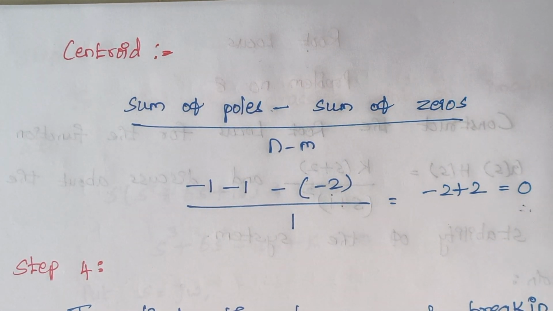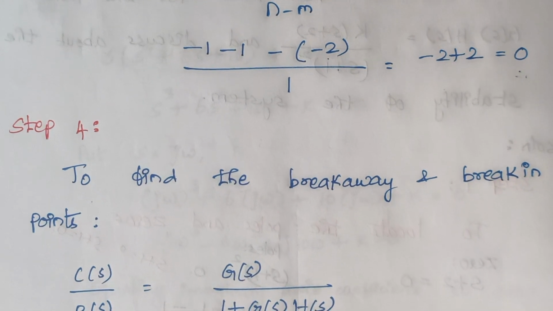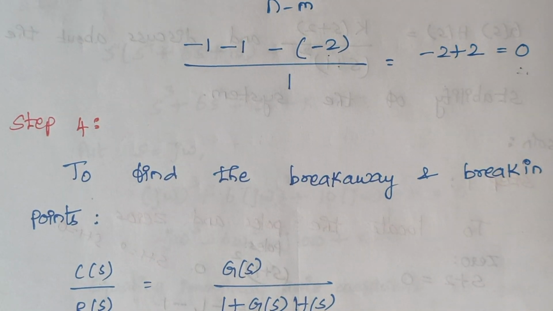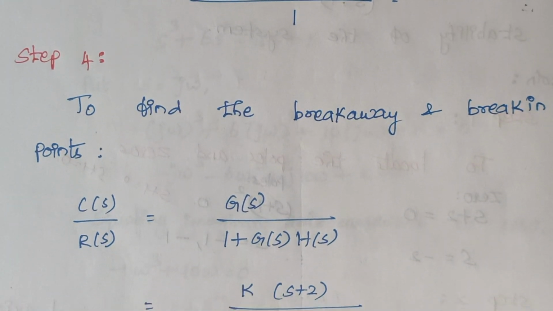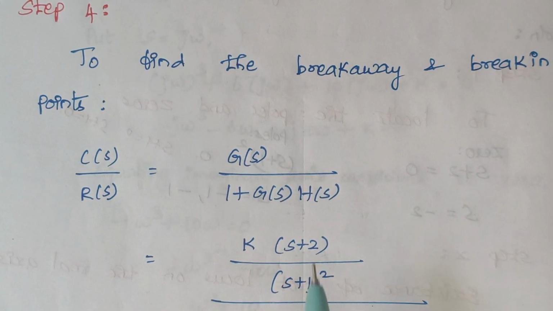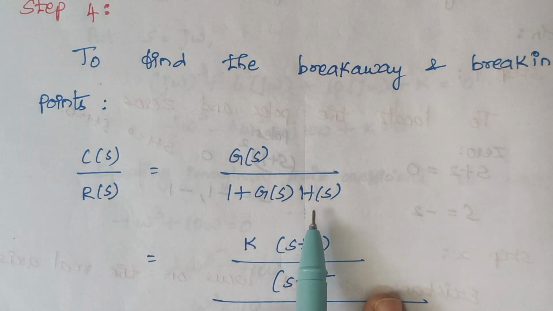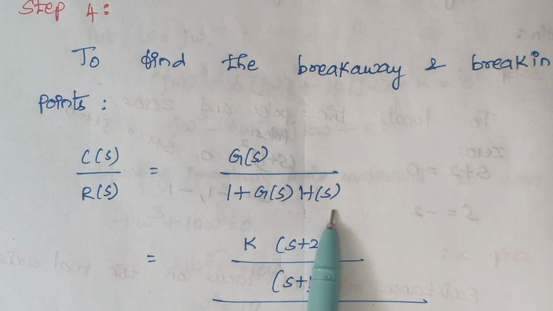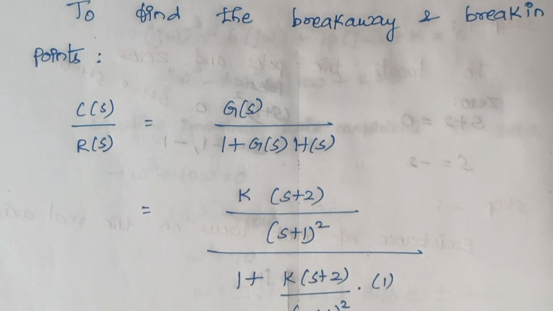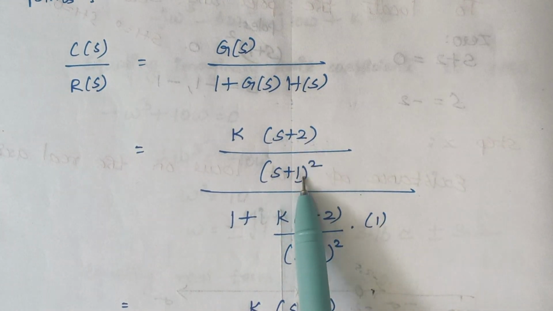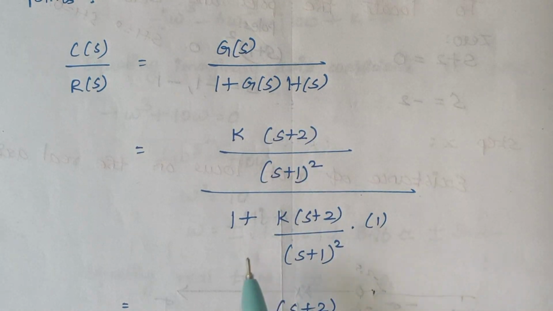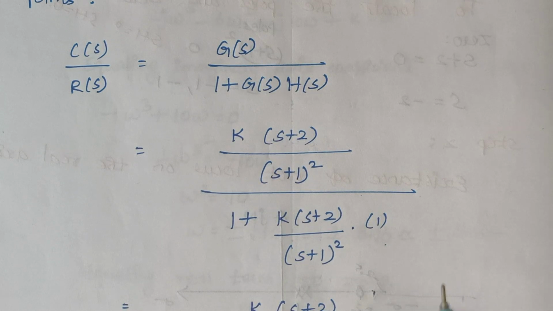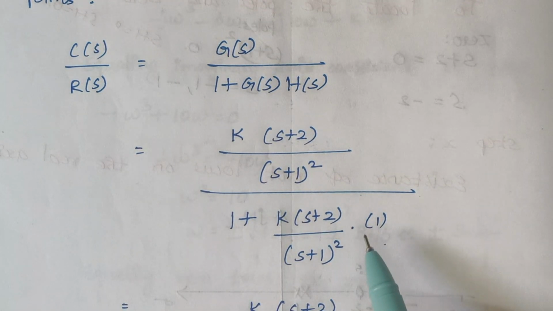And the next step is to find the breakaway and break-in points. So how to find the breakaway and break-in points? The first step is we have to calculate the closed loop transfer function. So this is the general formula of the closed loop transfer function, G of s divided by 1 plus G of s into H of s, right? So what is the value of G of s? G of s is given by this, and again 1 plus G of s into H of s. We are talking only about unity feedback system, so the value of H of s is 1.